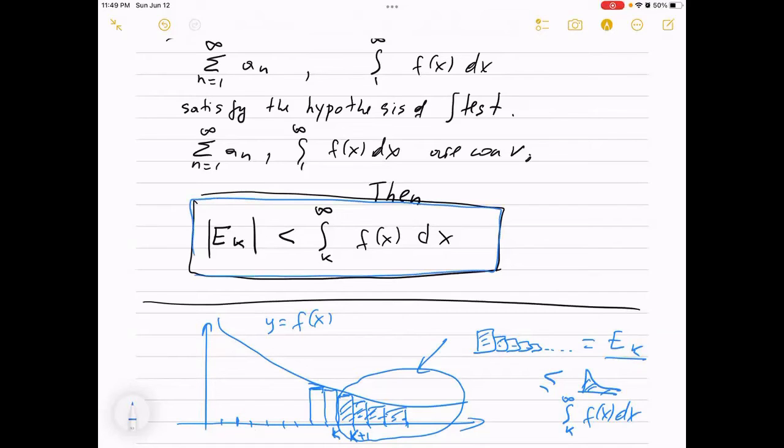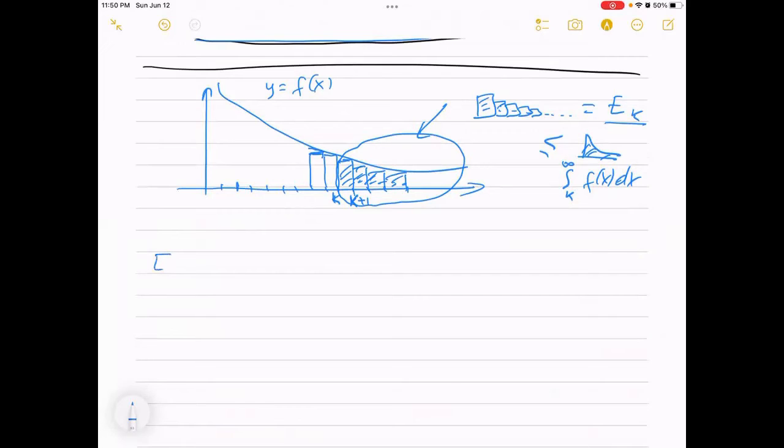So let's do an example or two using that theorem. Example. Look at the series 1 over n cubed from 1 to infinity. We know it is convergent by the p-test.